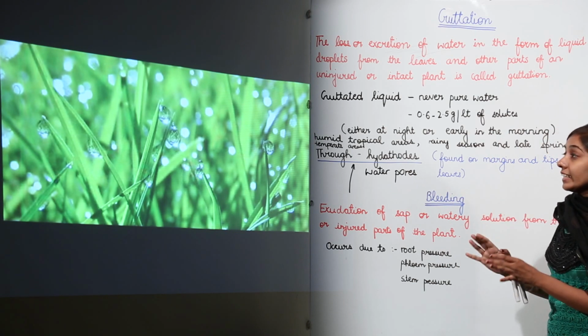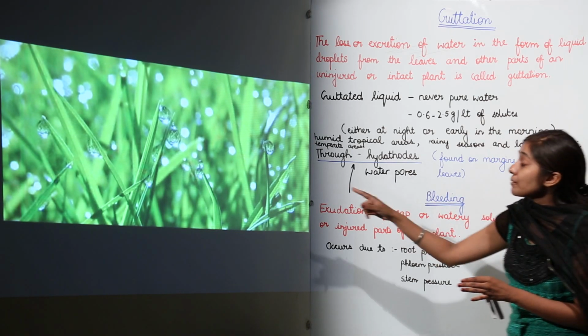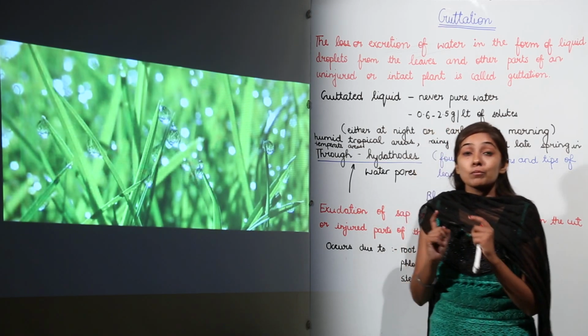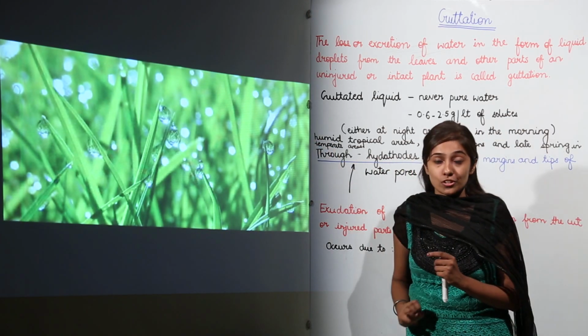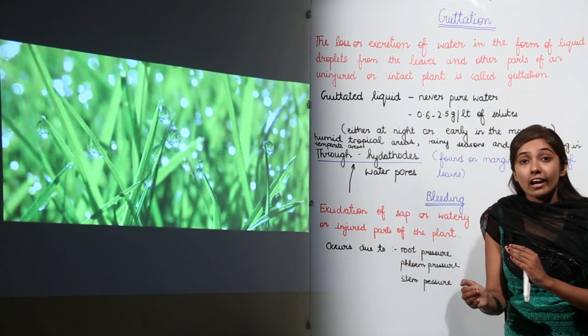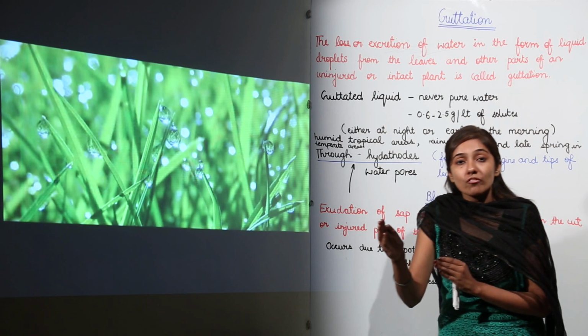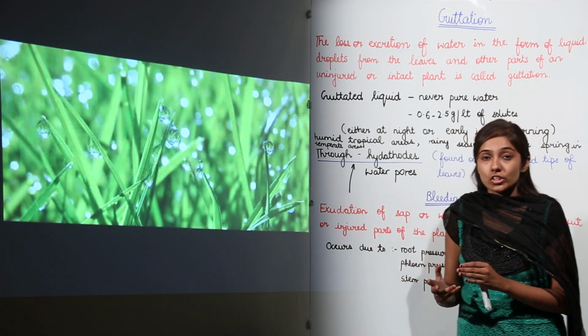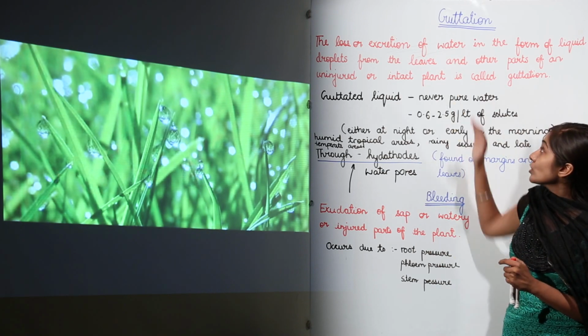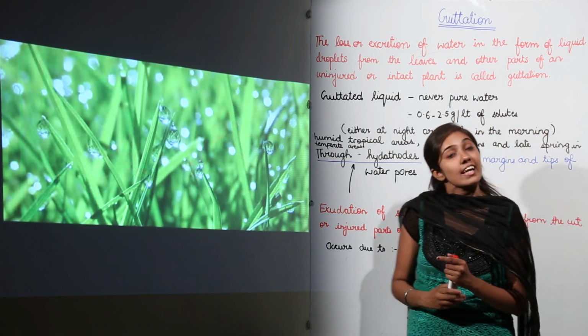So as a whole, this loss of water at the tips or the margins of the leaves is known as guttation. If the plant is intact and uninjured, it is guttation, and if the plant part is not intact and is injured, then the loss of that watery sap or solution is termed bleeding. So I hope that these two terms, guttation and bleeding, are clear to you.